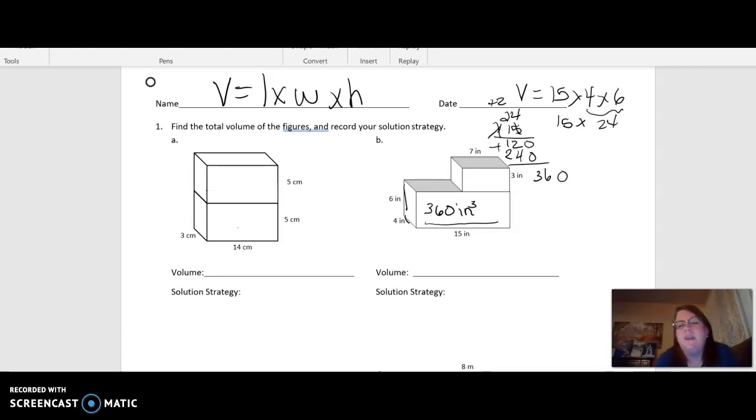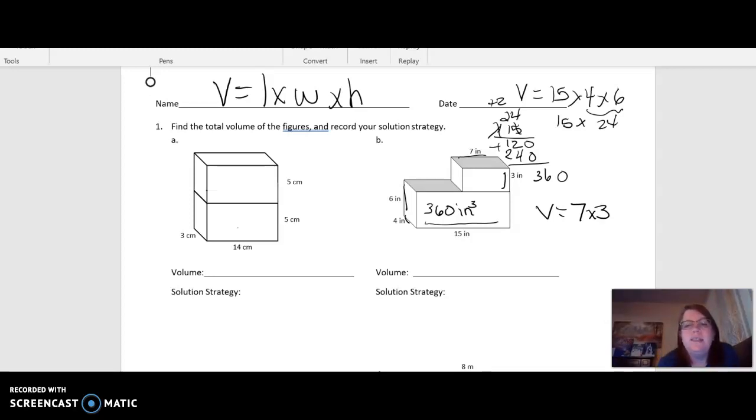All right, so now we have to find the volume of the top rectangular prism. And I know the length, and I know the height, right? I have 7, I have 3. So that's cool. I have part of it. So does it matter which way I put it in there? No, really doesn't, right? 7 times 3. But I need a width.